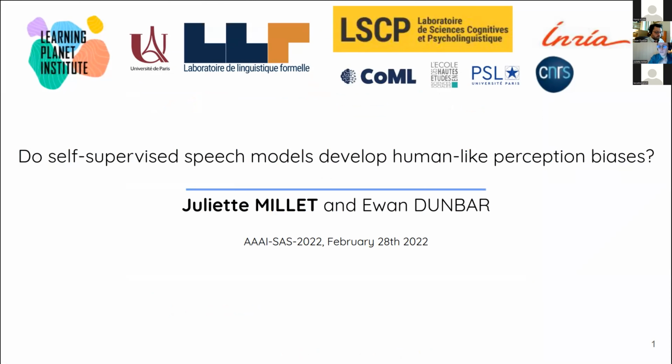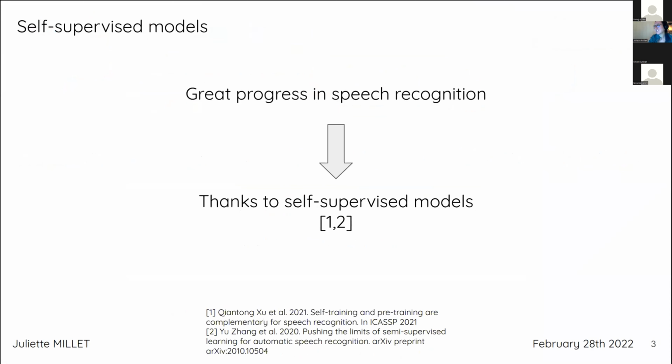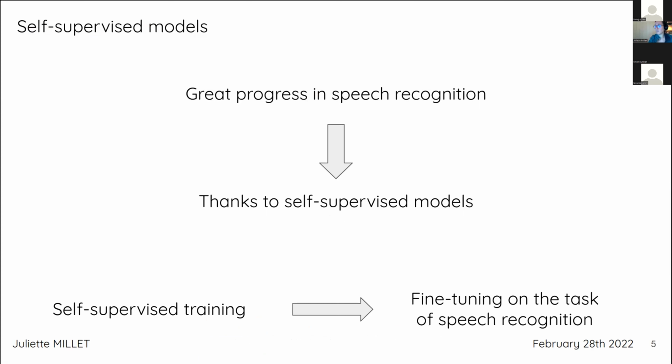So yeah, I'm going to present to you this work I did with Yuan Dumba, who is also here. In recent years, there has been great progress in speech recognition. And as you may all know, this is mainly due to the use of self-supervised models. What we do with them is train them in a self-supervised way, just exposing them to speech recordings. After that, they develop a relevant representational space. Then we fine-tune them on the task of speech recognition in order to map this representational space to characters. What we are interested in in this paper is the representational space that these models develop during the self-supervised training.